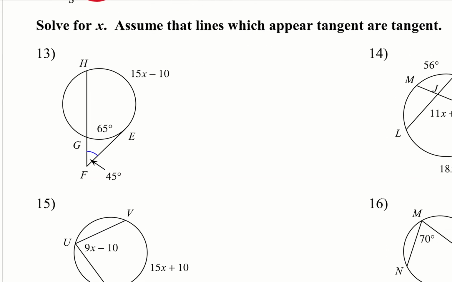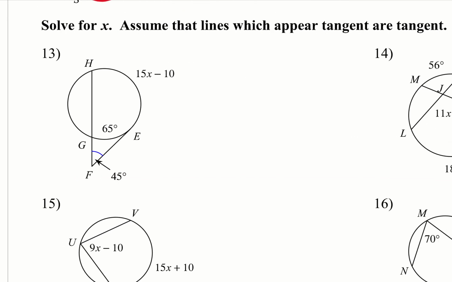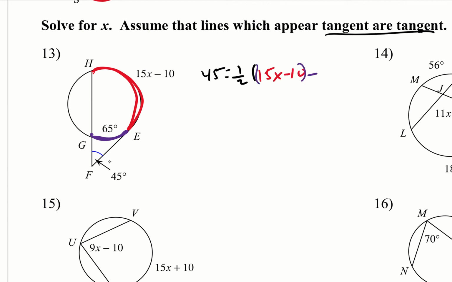Number 13, solve for x. Assume that lines, same deal, that appear tangent are tangent. We don't have to prove that they're tangent. Same deal here. We got an angle here. We got an inside arc here. And we got an outside arc here, this time in terms of x. So we got here 45 is equal to half the difference between 15x minus 10 and 65.